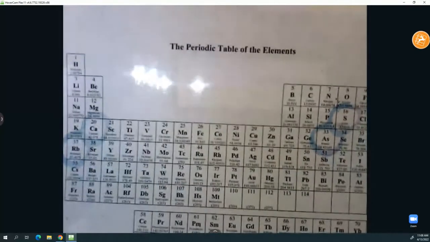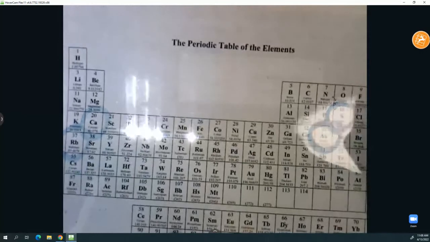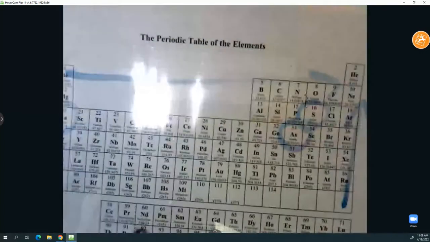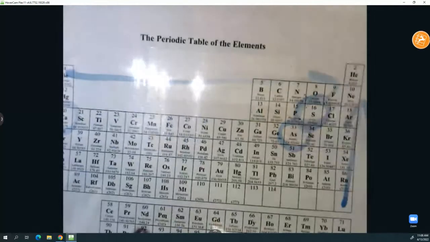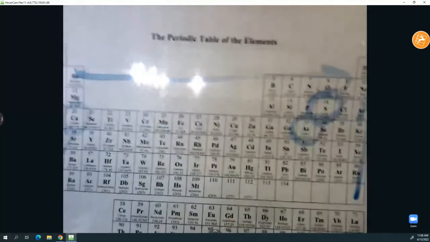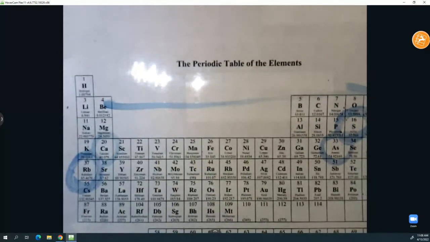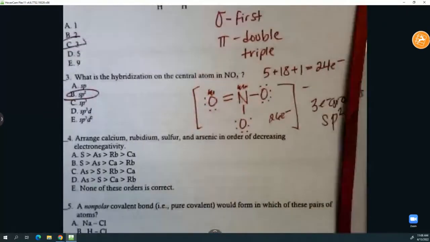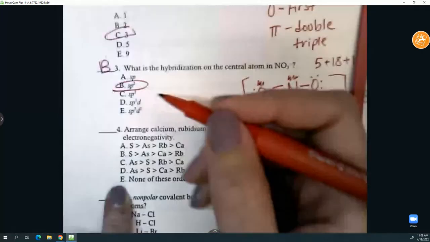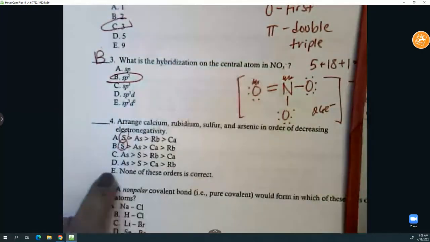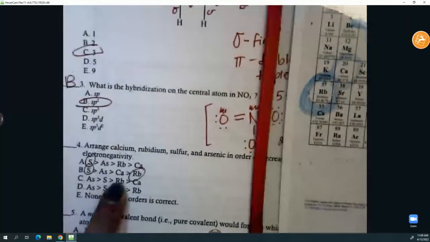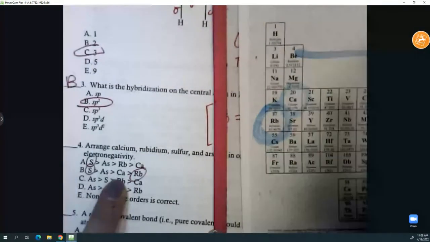Okay, so then I just need to know my trend. My trend is that electronegativity increases as I go up, and it increases as I go to the right. So this one up here, sulfur, should be the highest electronegativity of the group. And this one down here on the far bottom left should be the lowest of the group. So let's see what I've got. All right, so one of these where sulfur is the highest, and then I want rubidium to be the lowest. And does the rest make sense? Rubidium, then calcium, then arsenic. Yep, sulfur. Okay, so it would be B.